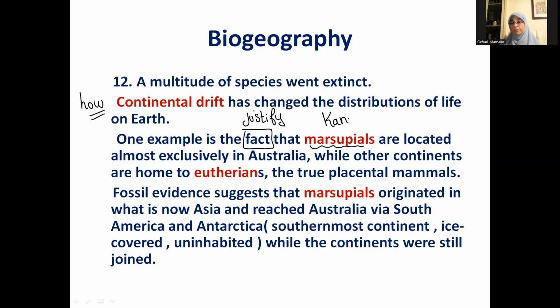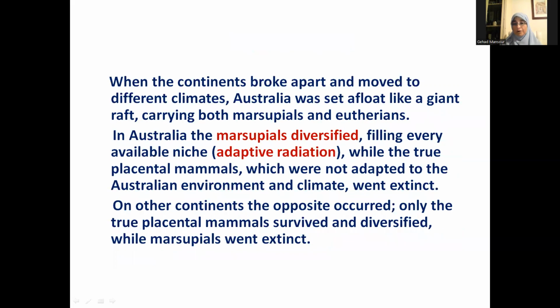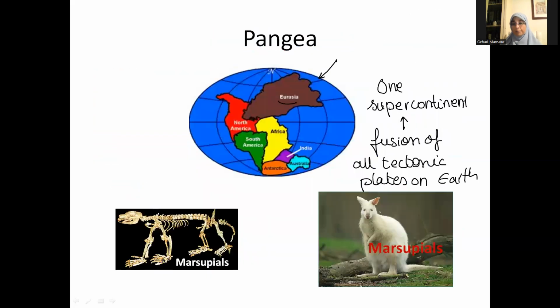Marsupials, like the kangaroos, are placental mammals, but they are not true placental mammals. Why? Because the embryos are carried in pouches here. It's like a pocket. If this is the animal, then you will have here a pouch or a pocket where the fetus will continue its development. So they have placentas, but they are not true placental mammals.